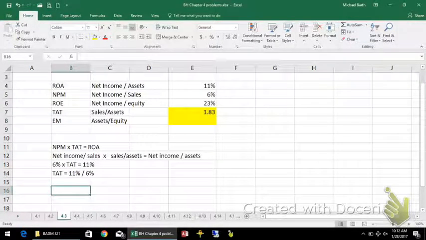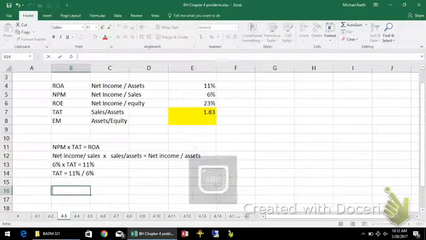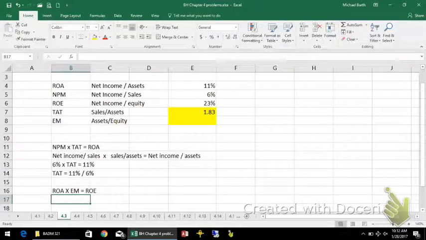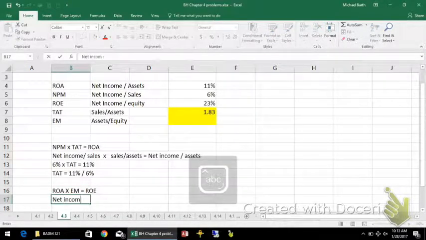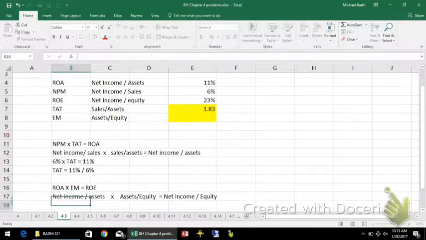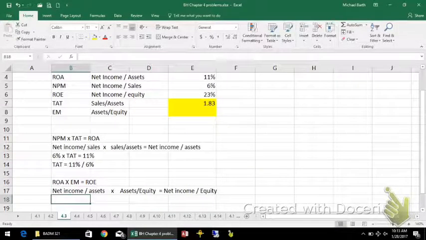We're also asked to get the equity multiplier. If you take the ROA times the equity multiplier, that gives you ROE. ROA is net income divided by assets, and you multiply that by assets over equity. That reduces to net income over equity. Alright, because the assets cancels out same way.